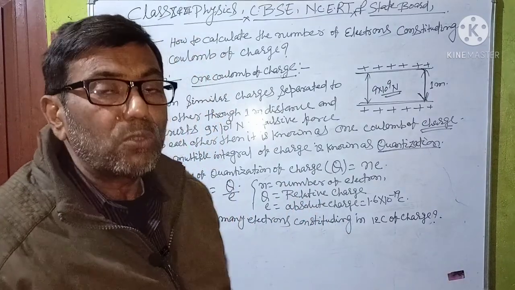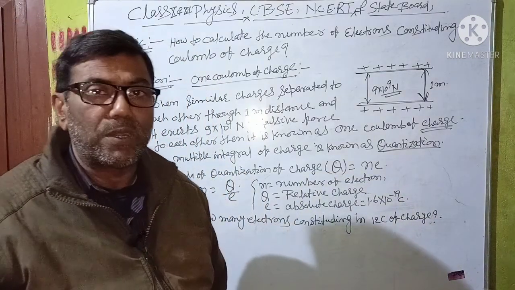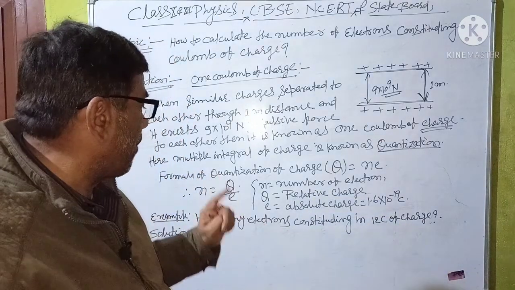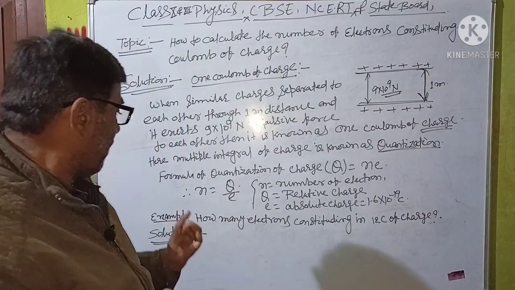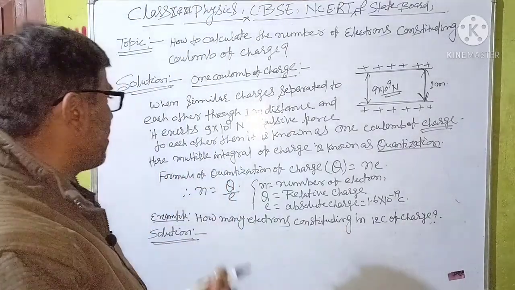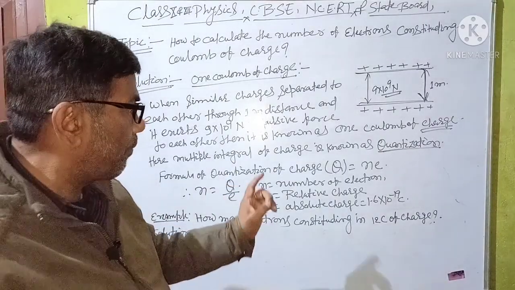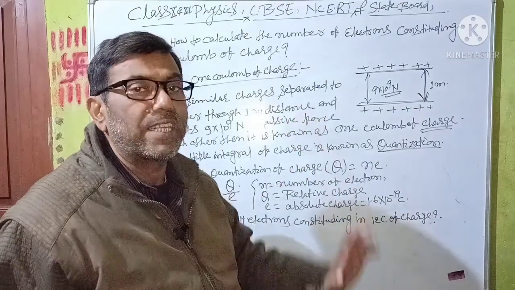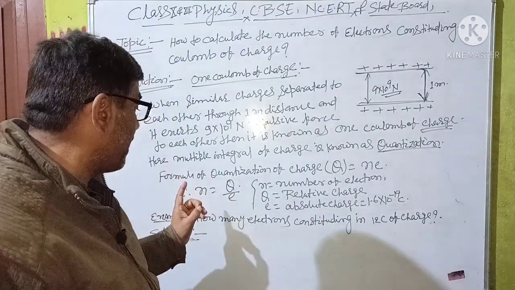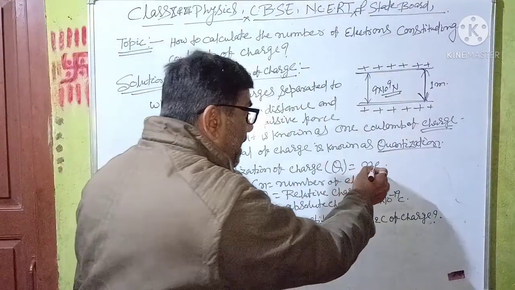Now we know that charge has many properties. Out of many properties, here we explain one property, the quantization of charge. Quantization of charge means the integral multiple of charge. Integral multiples of charge are known as quantization of charge. So quantization of charge is represented by Q, so Q is equal to NE.